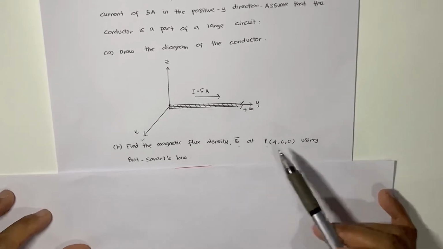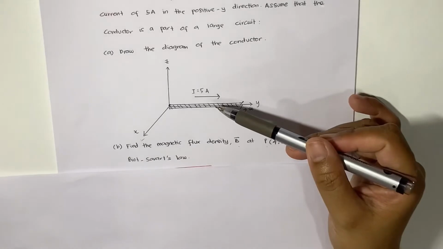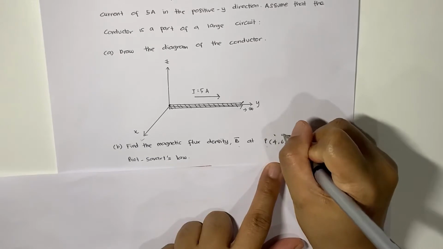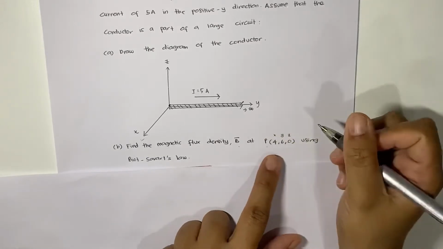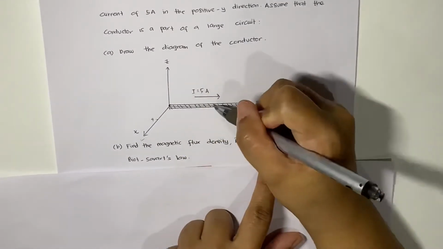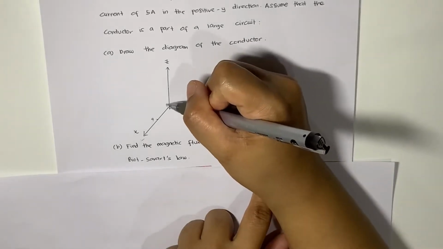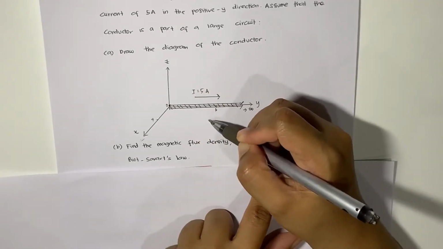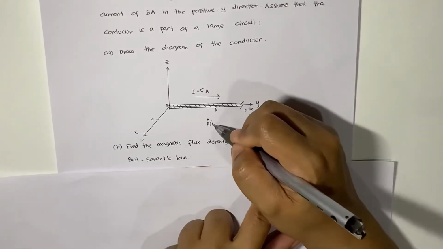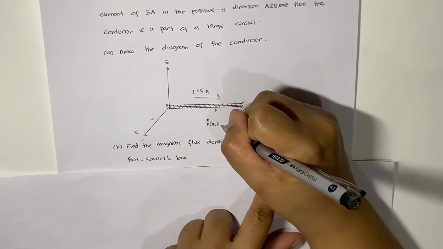So on the Cartesian coordinate, where is the point P? We mark the point. This is x, y, z. So x is 4, we assume it here, 4. On the y-axis, this is 6. And 0 is the origin. So we assume that P is here, at (4, 6, 0).